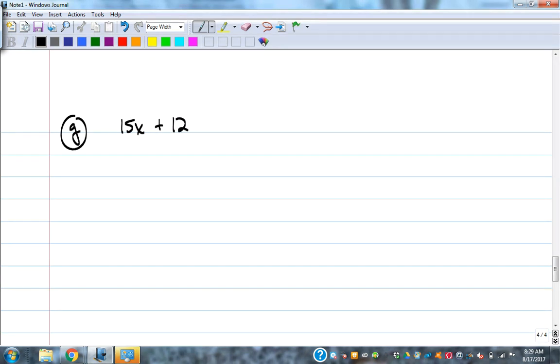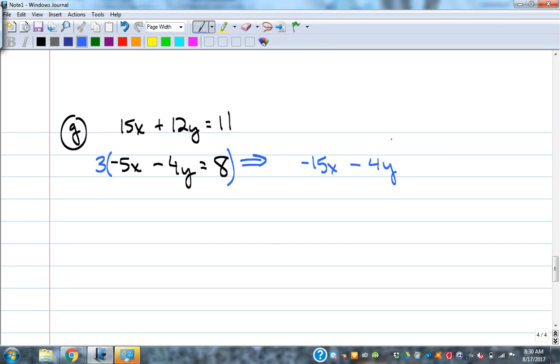15x plus 12y equals 11. Negative 5x minus 4y equals 8. What do we do to this one? We multiply the second one by 3. That'll eliminate what? Is it by, not by negative 3, but by 3? It ends up eliminating both of them. All right. 15x plus 12y.